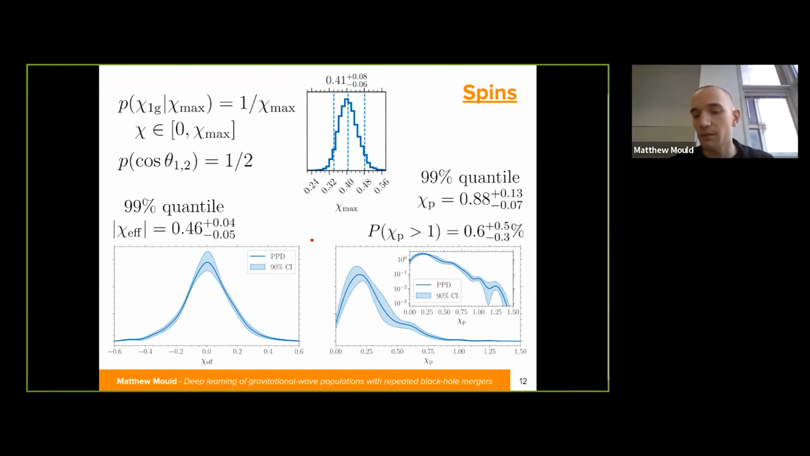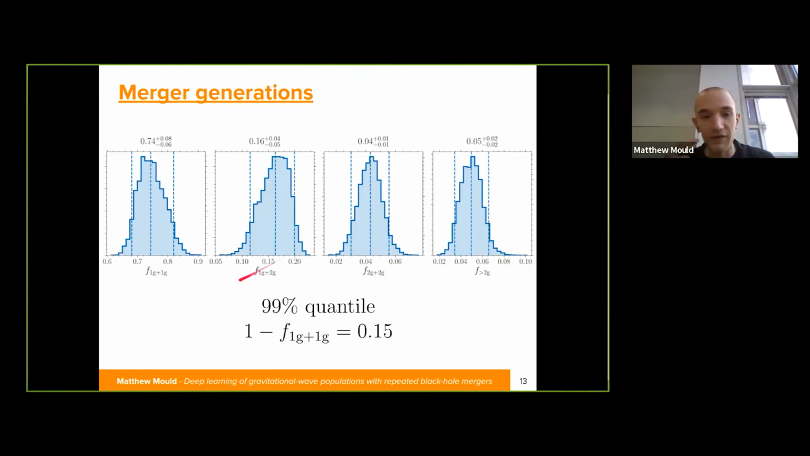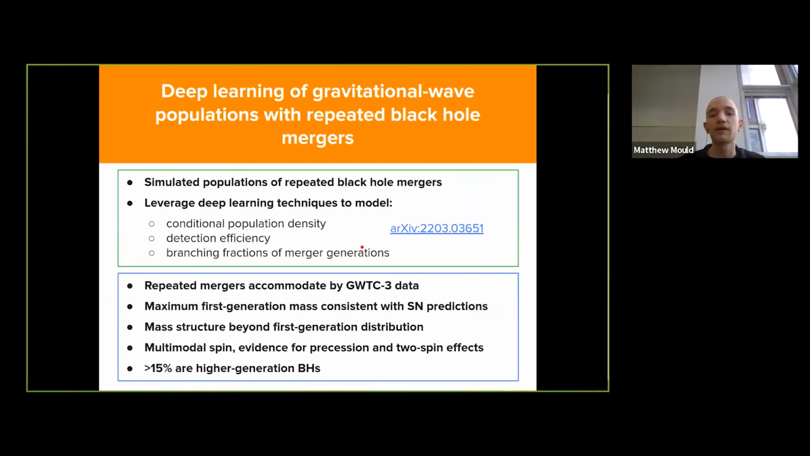Okay, thank you. Just to quickly finish off, we can look at if there are any constraints on two-spin effects, and we find that less than 1% of sources modify this exclusive two-spin region, which is present in our new chi-p parameter. And the final result I can share is that, given our neural network to interpolate the branching fractions, we find that at least 15% of the sources in the underlying population have a component which has undergone a previous merger. So I'll just leave up my summary here. Thanks for listening, and I'll take any questions.